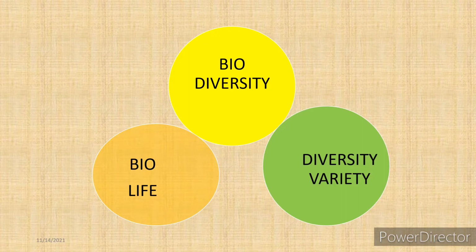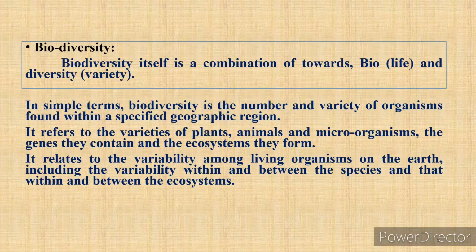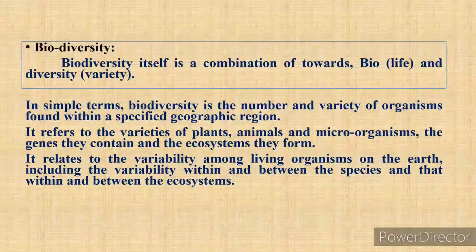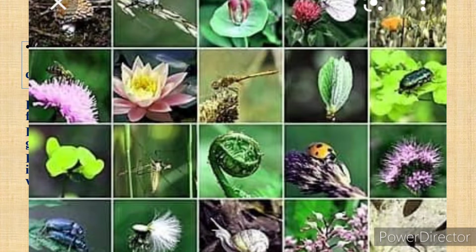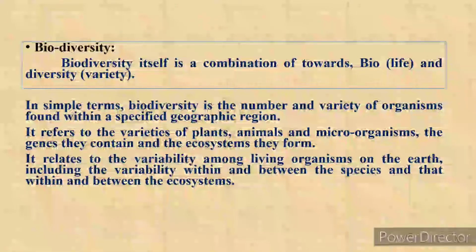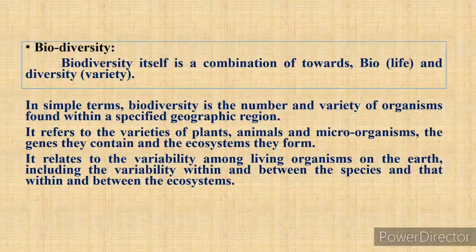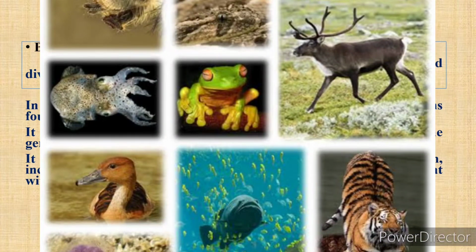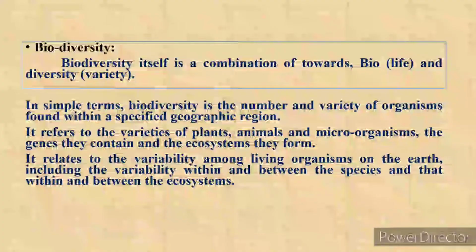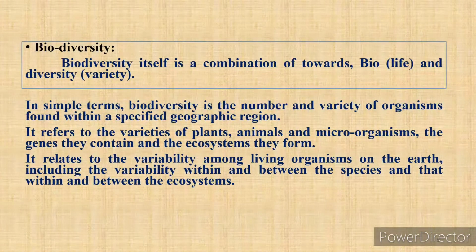Bio means life, diversity means variety. Biodiversity is derived from the two words, where bio means life and diversity means variety. In simple terms, biodiversity is the number and variety of organisms found within a specified geographical area. It refers to the variety of plants, animals, and microorganisms, the genes they contain, and the ecosystems they form.